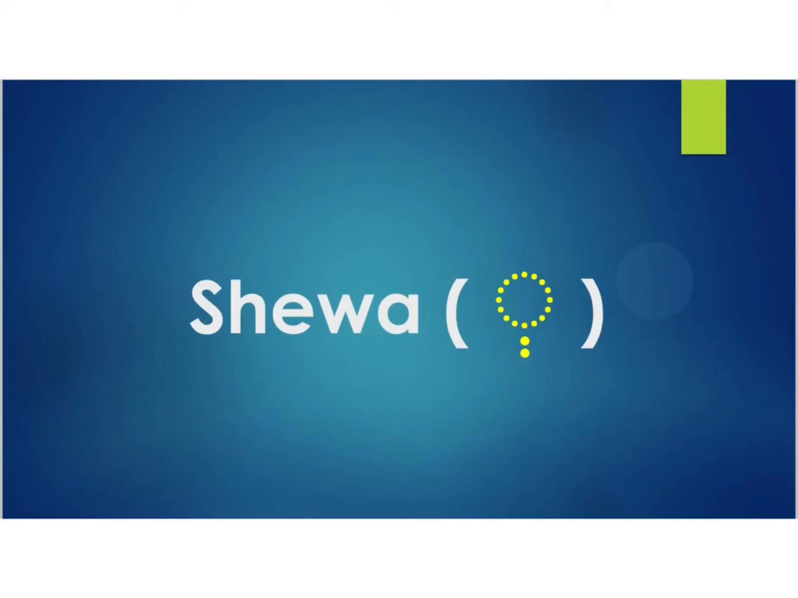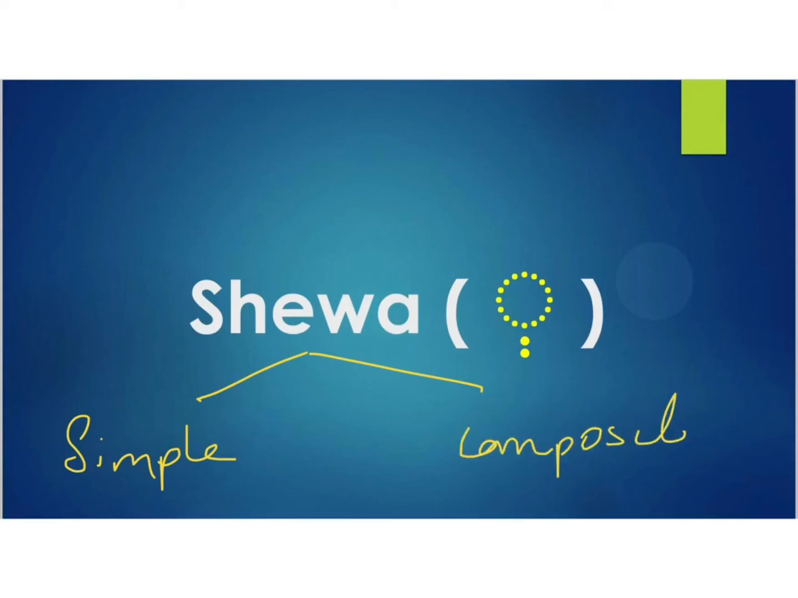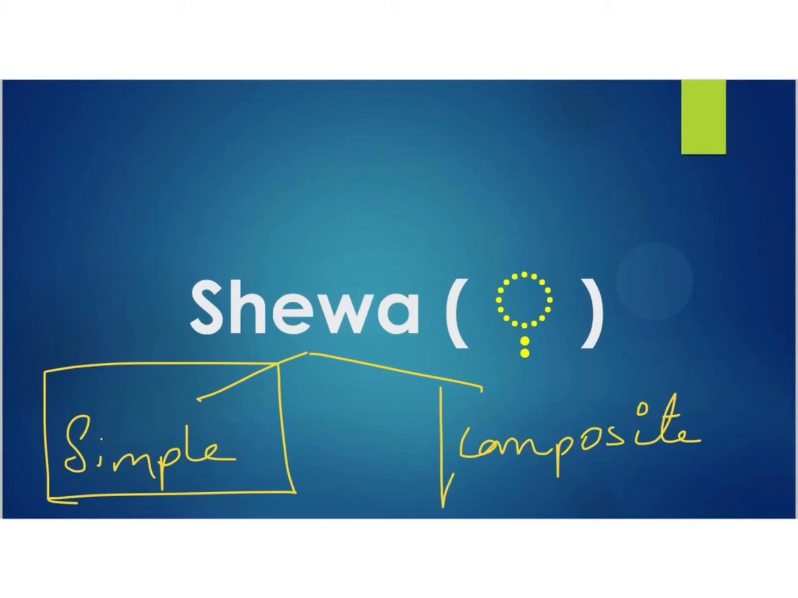Now, this Shewa is of two types. This Shewa can be divided into two. Number one, it is known as simple Shewa, and the other one is known as composite Shewa. So now, let's look into what these simple Shewa and composite Shewa are. This simple Shewa occurs in all the consonants except gutturals. However, composite Shewa comes only in the guttural letters and not in the other ordinary letters.